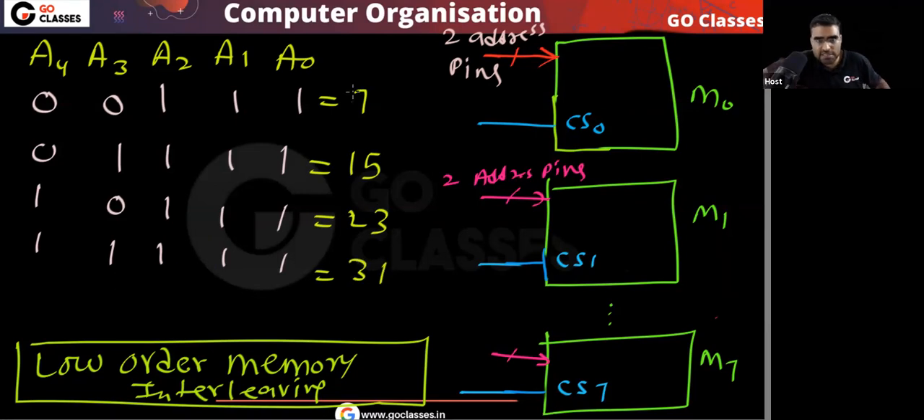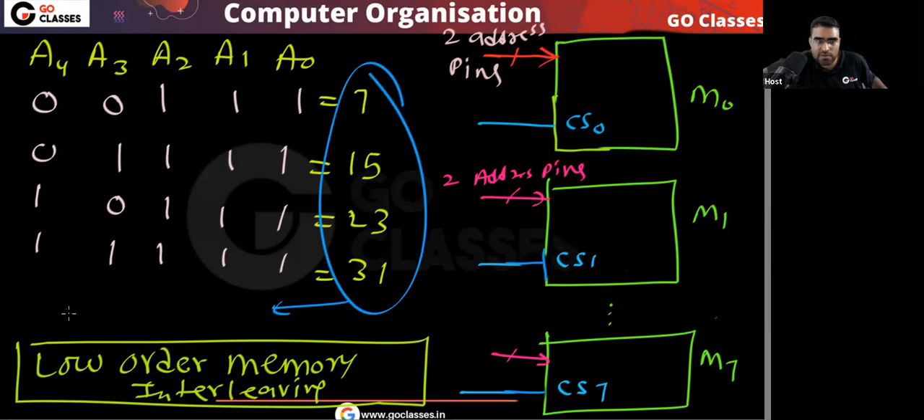So for these addresses, what will happen? These are the addresses in M7. Clear? For these addresses, M7 will be accessed. If the CPU generates these addresses, then this chip will be accessed. You will access this chip for these addresses. I hope this point is clear.